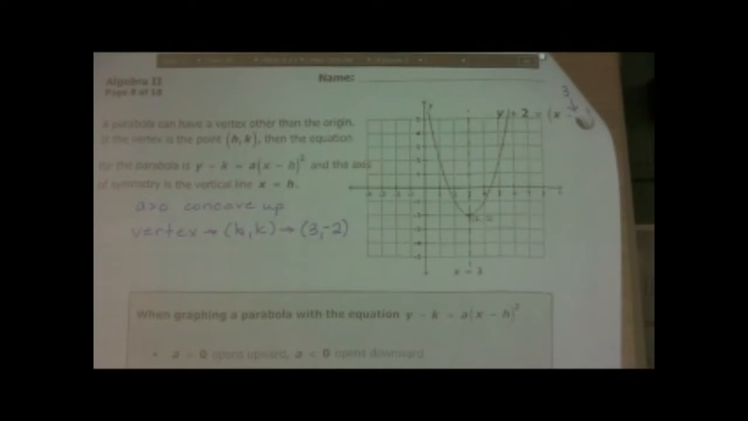So far, everything we've done, really easy. All right, so we graph the point 3, -2. We know that's our vertex. We know this is going to be a U shape because it's concave up. The next thing we're going to find is our axis of symmetry.